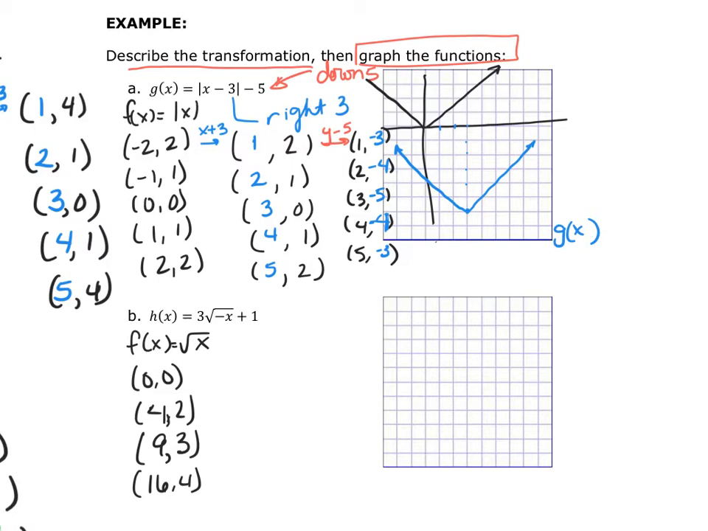All right. How was that? All right. How about B? Does anyone have a description of what happened on B? Okay, so we have a vertical stretch by 3 reflected across the x-axis and up 1.